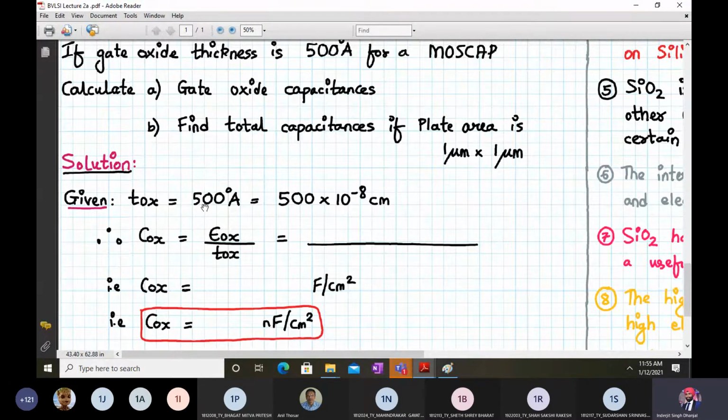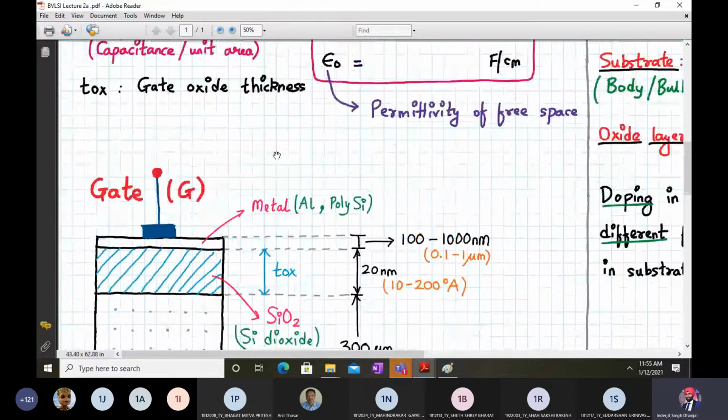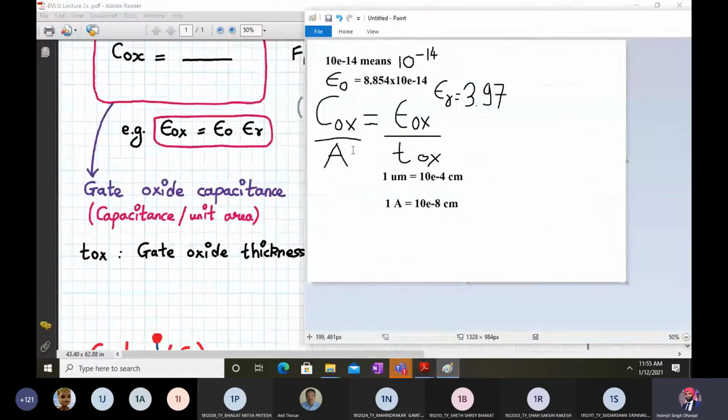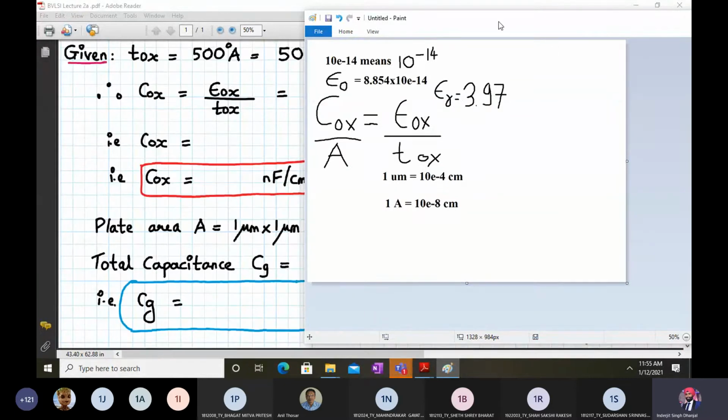Now, we know the formula for epsilon OX upon TOX. Epsilon OX, what's the value, everyone? We have two values here. Epsilon OX is epsilon naught into epsilon R. So these are the two numbers. Multiply them fast. Come on, everyone, you have to work along.